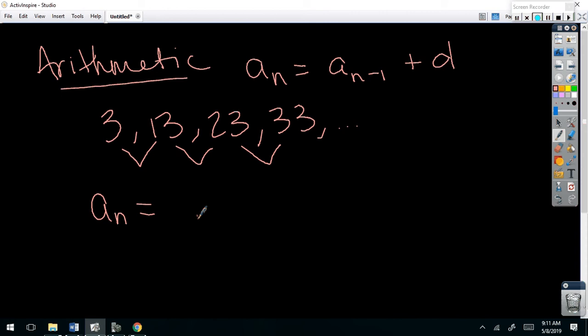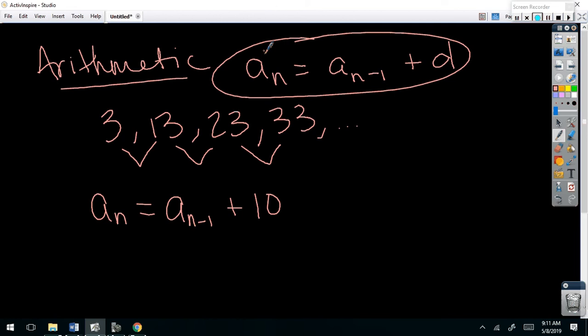What's the rule? a sub n minus 1. Look back 1 and add 10 because it's arithmetic. But you have to remember, I have to define the first term. If you don't, it's not a complete rule because, given the rule, you have to be able to write the whole pattern. And if you can't, then you don't have enough information.